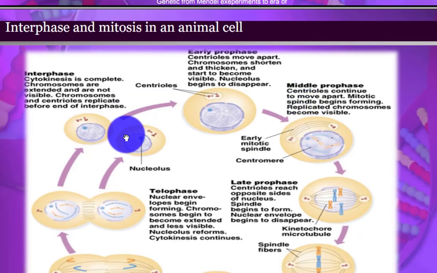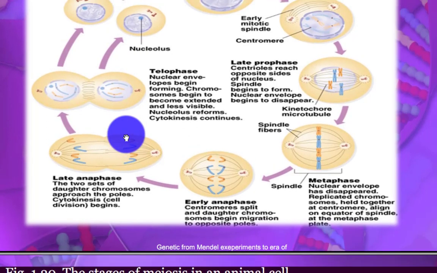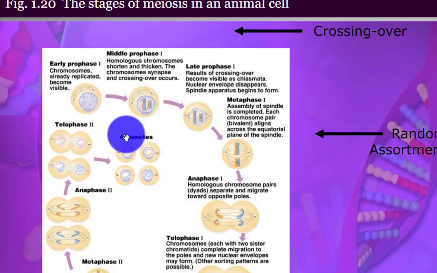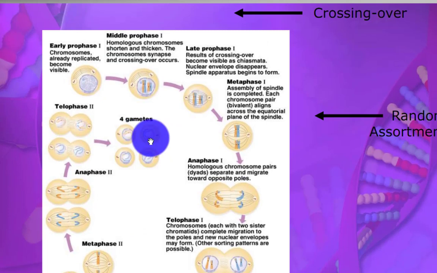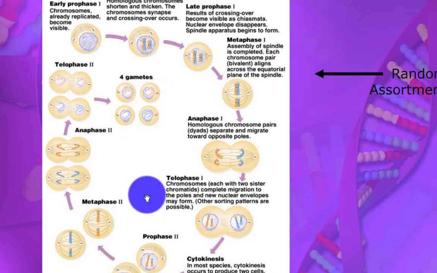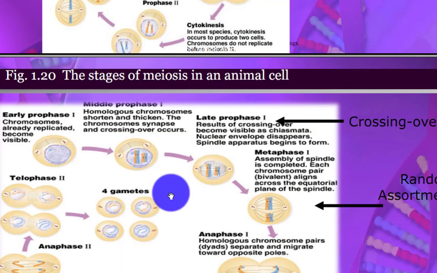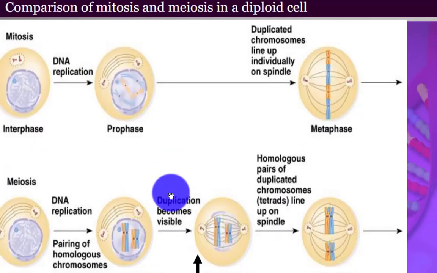Here the detailed interphase and mitosis in the animal cell, as we mentioned. Here are the stages of meiosis in the animal cell, the exception being the crossing over and the random assortment. Here we get 4 gamete cells from crossing over and random assortment. There is a difference from the parent cell.